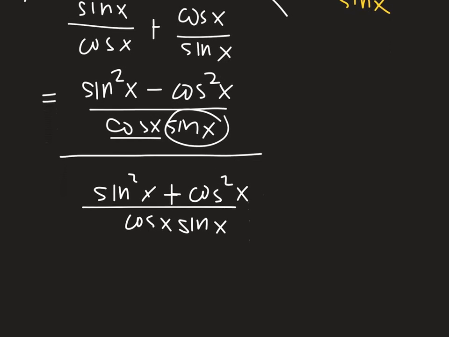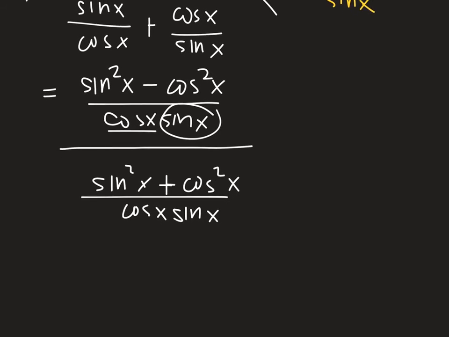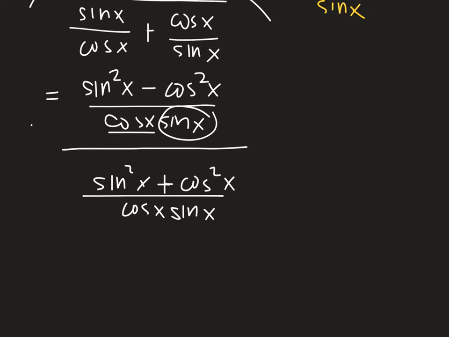Now as you can see, we have sine squared x minus cosine squared x over cosine x sine x. Then you have sine squared x plus cosine squared x over cosine x sine x. So these two will immediately be cancelled. Cosine x sine x.